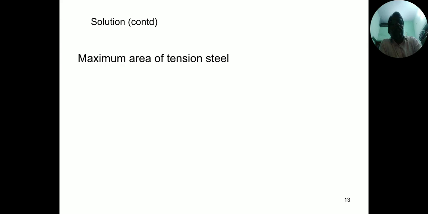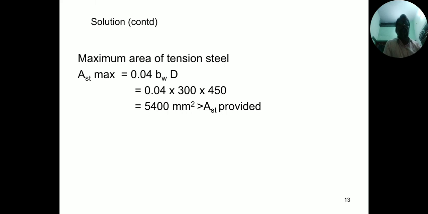Maximum area of tension steel is 0.04 BW into D, that is 0.04 into 300 into 450, which is 5400 mm square. This is more than AST provided.